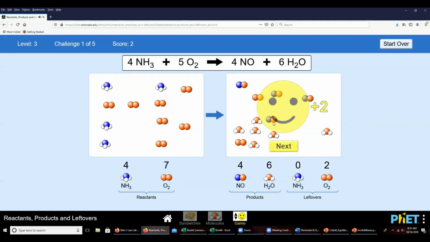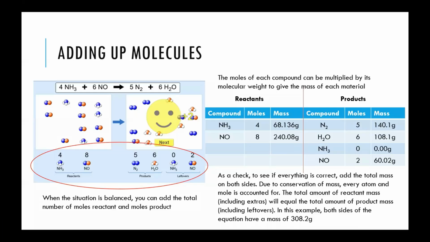You will go through this simulation and take a screenshot of the final screen, being sure to include the overall score of the game. So when you have the screenshot, or when you have each one of these different reactions, you're going through and you're going to be recording what is that balanced equation. Again, that's given. And then you're recording the number of reactants, number of products, and number of leftovers involved in this setup.